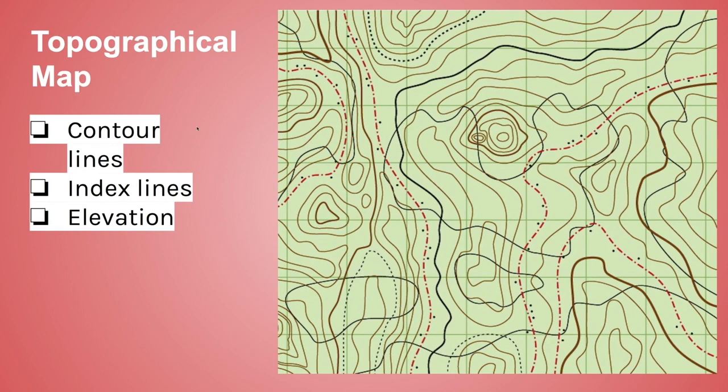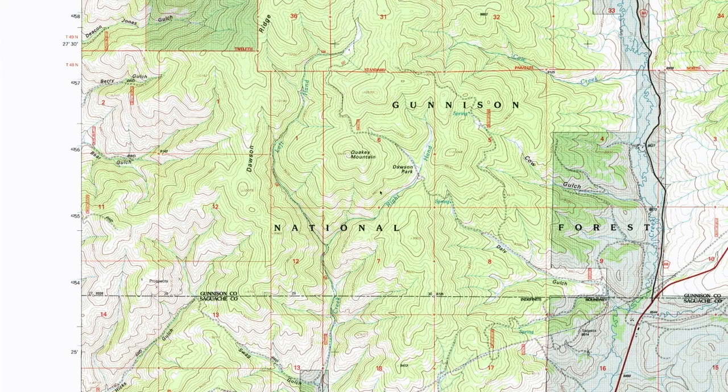So topographical maps will use these lines called contour lines. And what these contour lines do is they show us levels of elevation. Elevation is how many feet or how many meters a place is higher than sea level. So if I go over here, this is a topographical map of an area in the Colorado Rockies.